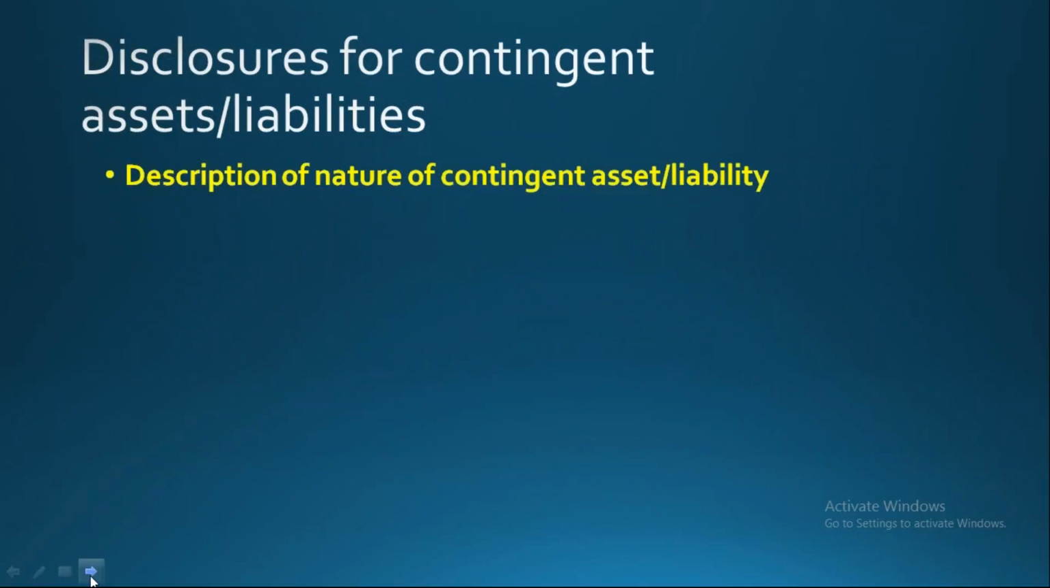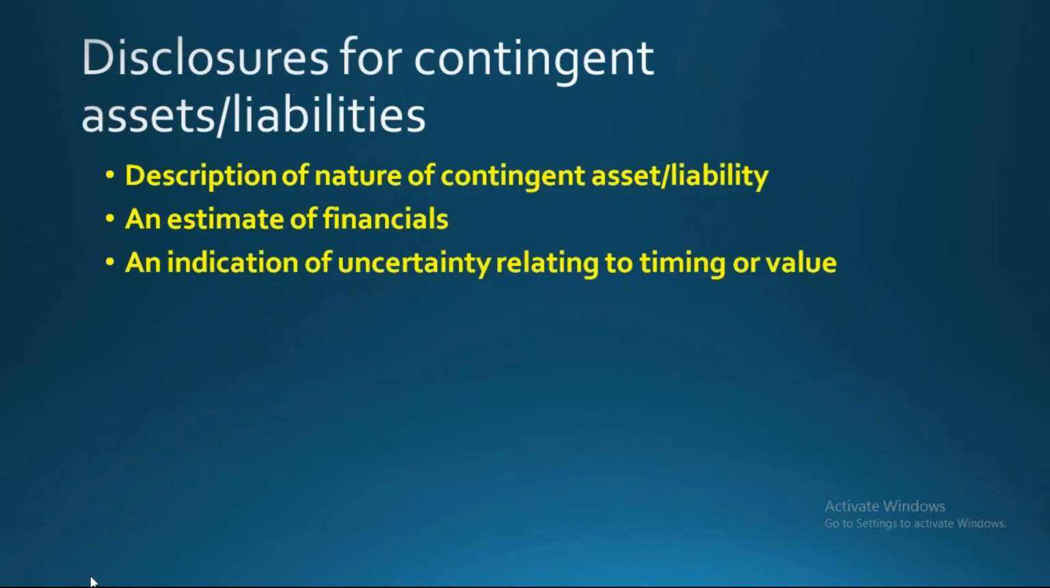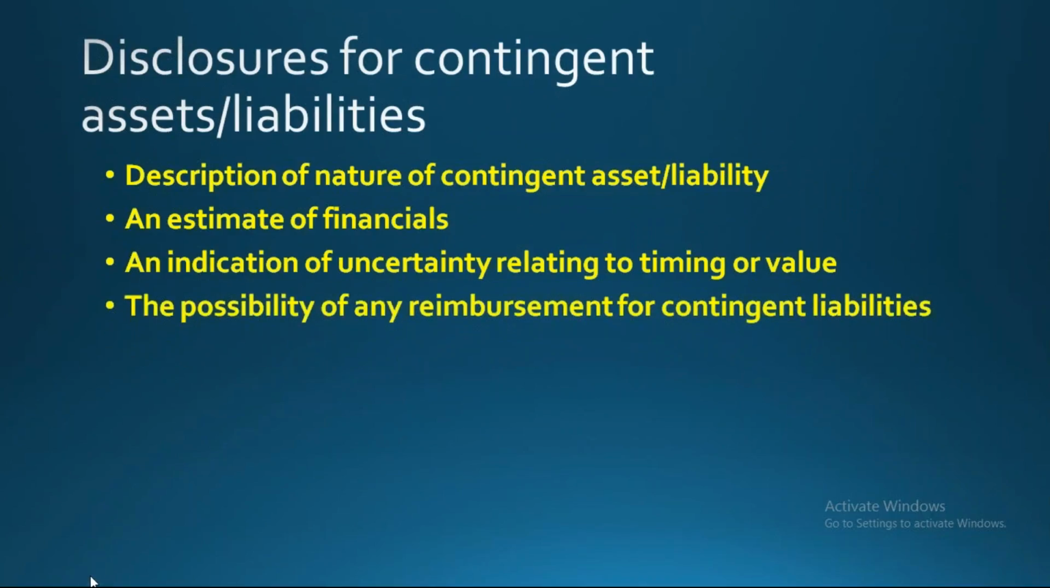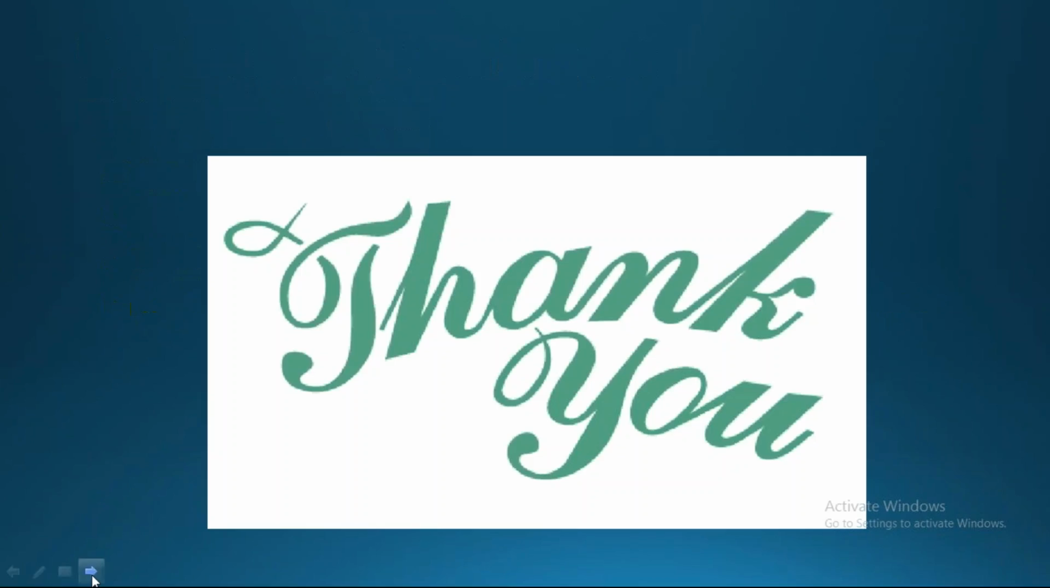Whenever we have contingent assets or contingent liabilities, we have to describe it, give the estimate, an indication of the timing or value, and the possibility of any reimbursement for contingent liabilities. For example, you might have a claim from your customer for a defective product, and you might have insured that against the insurance. So there is a contingent liability on one side and a contingent asset on the other side, and you may have to state that part of it. That's what we want to look at on IAS 37.